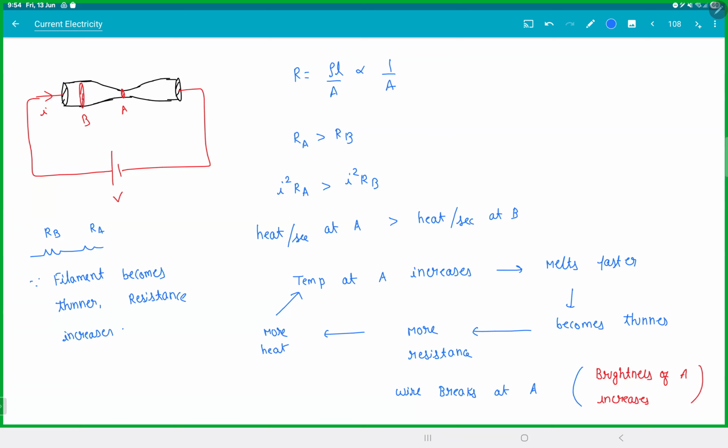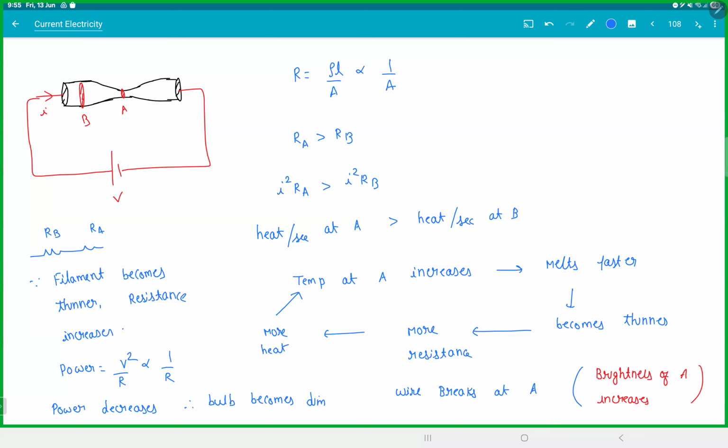Now be careful, don't use I square R because I is also changing. We use V square by R because voltage is constant. V square by R is proportional to 1 by R. So the bulb's power decreases, the bulb actually becomes dull. So the overall brightness is decreasing, but A will actually keep glowing brighter. Therefore, the bulb becomes dim. And then it just shuts down suddenly.